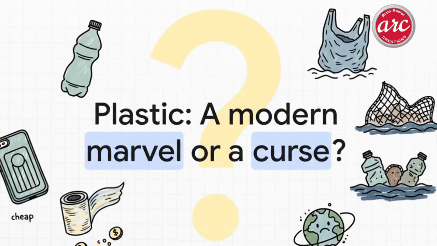And all this brings us to a final, really crucial point. We choose materials for their properties. Plastic is a perfect example. It's a modern marvel because it's lightweight, strong, and super cheap. But its durability, the very property that makes it so useful, has also turned it into a global curse. And that raises a critical question for all of us. How do we design the materials of the future to have all the properties we need without the ones that end up causing harm?